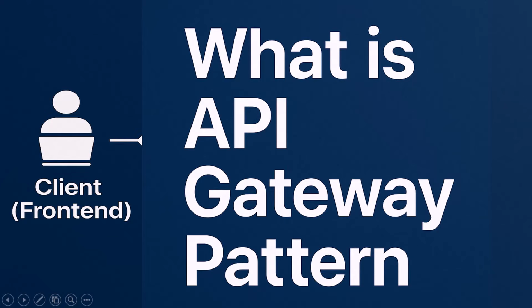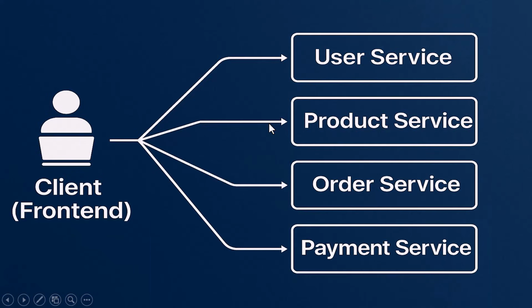So what exactly is the API Gateway Pattern and why is it so important in modern application architecture? Let's break it down in plain English. Imagine you are building an e-commerce platform. You've got separate services for users, products, orders, and payments, each handling its own job. Your front end, maybe it's a website or a mobile app, needs to talk to all of them to make the app work. The front end has to get product data, authenticate users, place orders, and process payments.